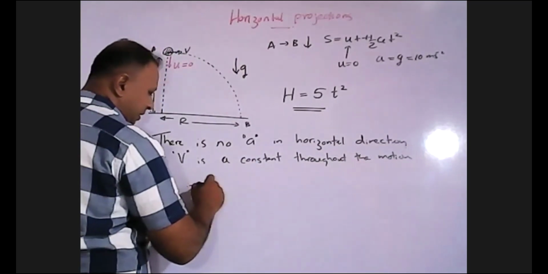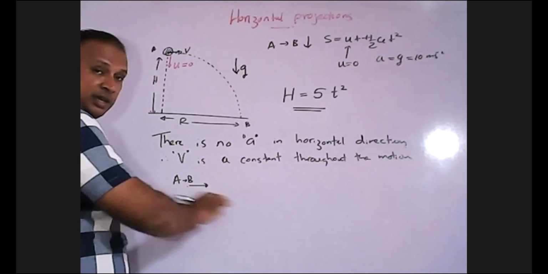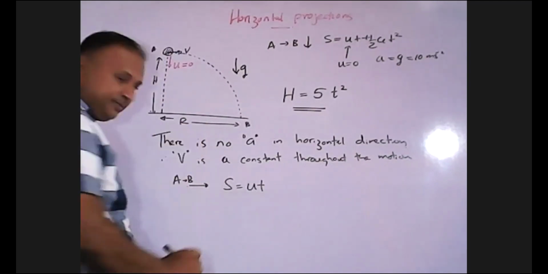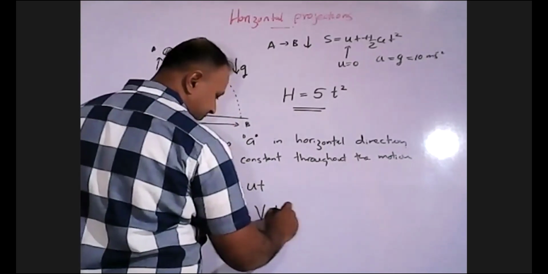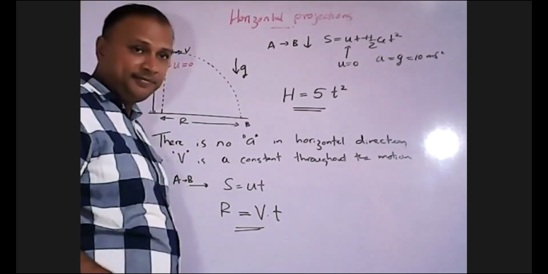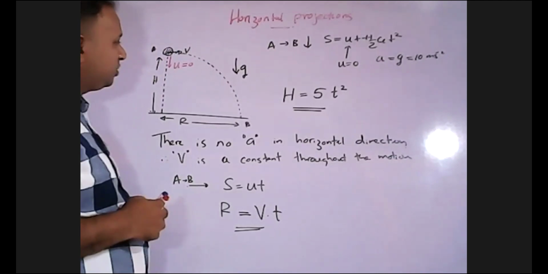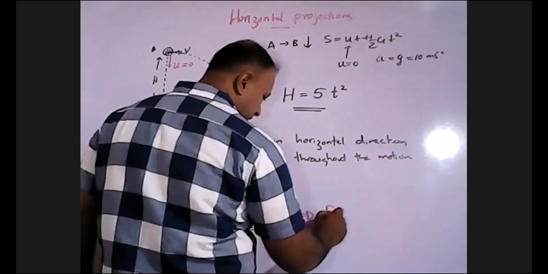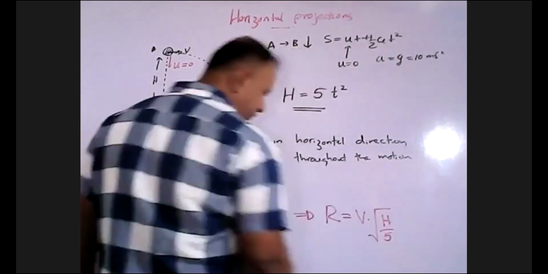So if I apply s equals ut from A to B towards the horizontal direction, the range R is equal to u, which means initial velocity, v times t. Then you can substitute t from here. So t is equal to the square root of h over 5. Then R is equal to v times root h over 5.